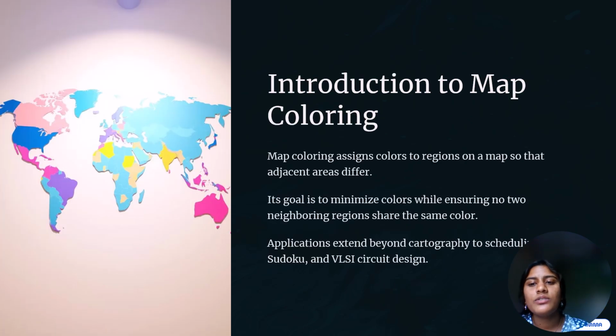Good morning, everyone. Today we are diving into the fascinating world of map coloring. At first, it sounds simple, just color a map, right? But actually, it's a deep mathematical problem. Map coloring is about assigning colors to regions so that no two neighboring areas share the same color. The main goal: use as few colors as possible while keeping everything neat and conflict free. And trust me, it's not just about maps. These ideas help you solve real world problems in scheduling, puzzles like Sudoku, and even chip designing for computers.